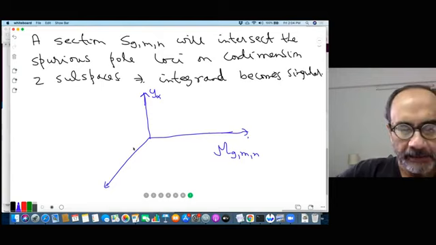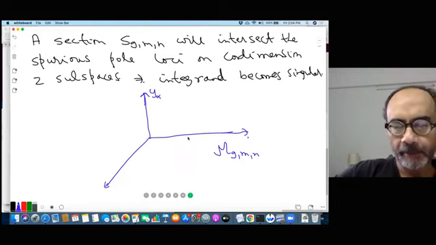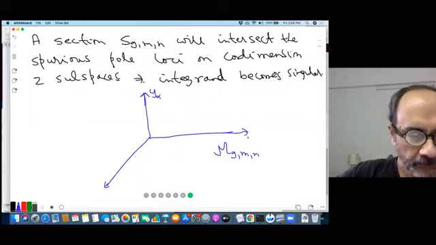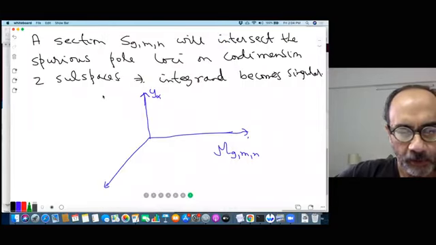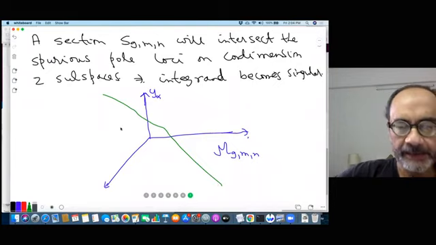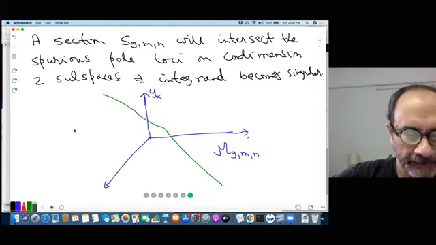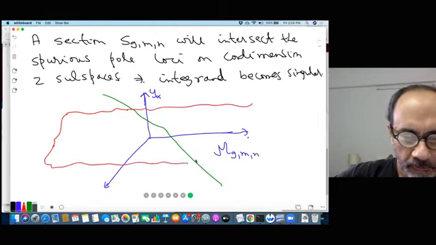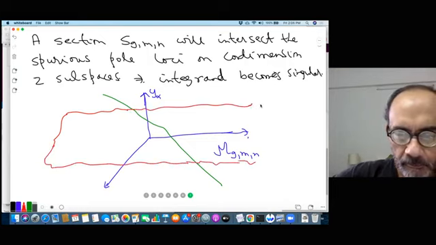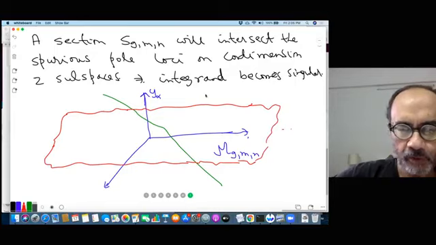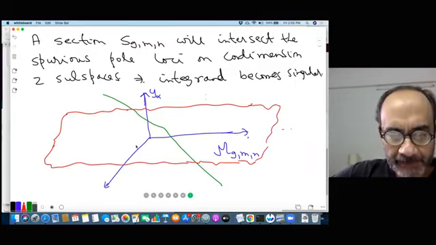Now the spurious pole locus is a codimension 2 subspace. There may be multiple of them, but let's just draw one. So let's draw a codimension 1 subspace in this three-dimensional space. That's a line. And now we have to draw a section of MGMN. So let's try to draw a section. Let me make this figure a little clearer.